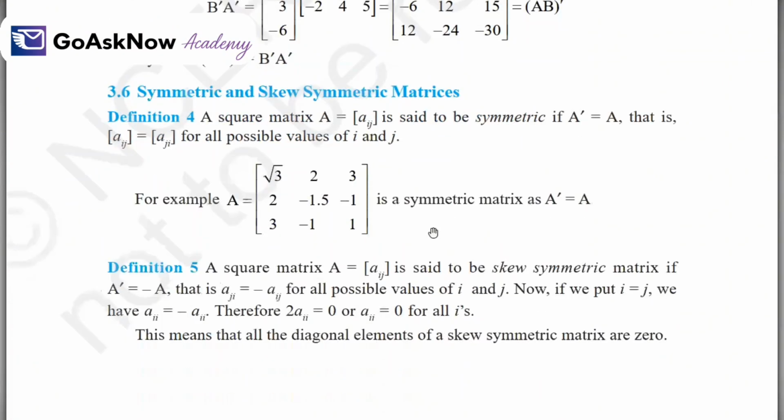Okay. Now, what are symmetric and skew symmetric matrices? Till now we have seen the transpose of a matrix. So what actually is a symmetric and skew symmetric matrix? Let's do this part and we will see these types of matrices, what the symmetric and skew symmetric matrices are.